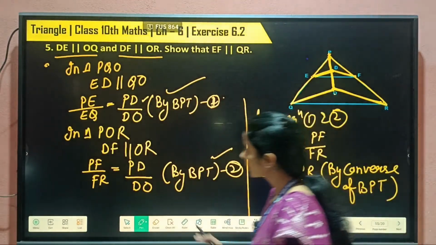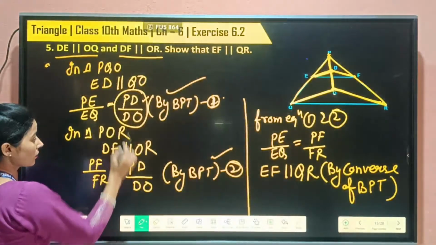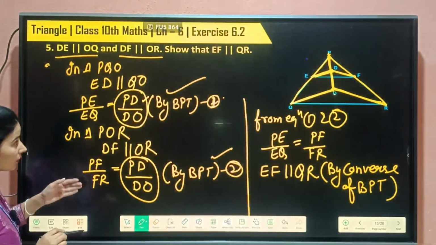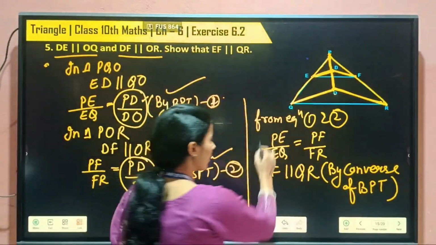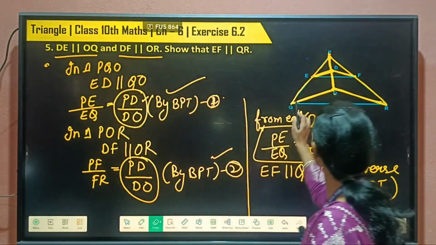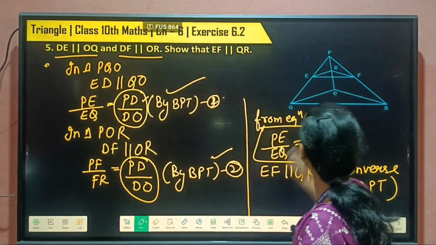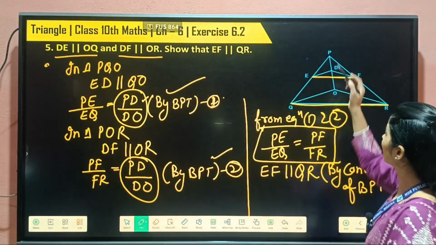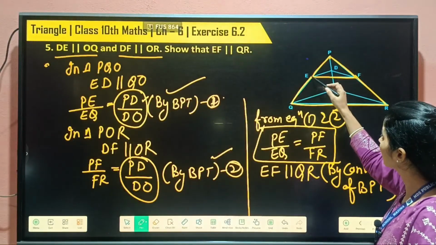And you will see, compare equation number 1 and 2, the right hand side PD by DO and right hand side PD by DO are the same. Then their left hand sides will be equal. That is PE by EQ is equal to PF by FR. Now in triangle PQR, if you are getting EF parallel to QR, then corresponding sides ratio will be equal. Then I can say PE by EQ.